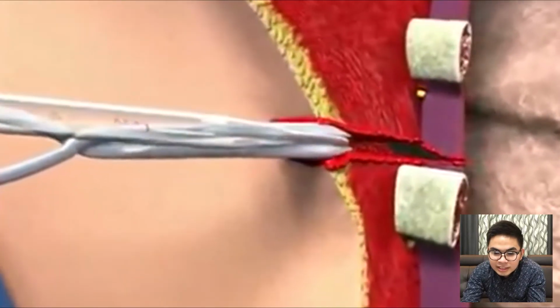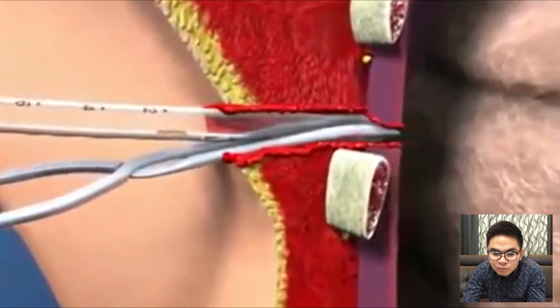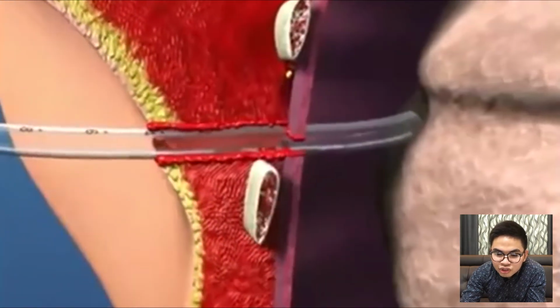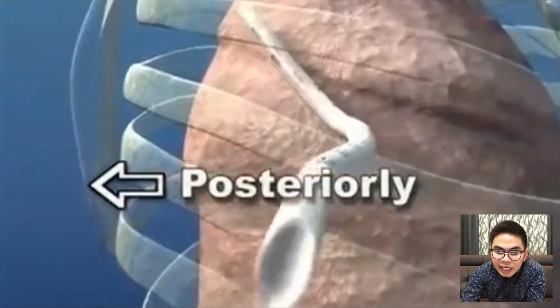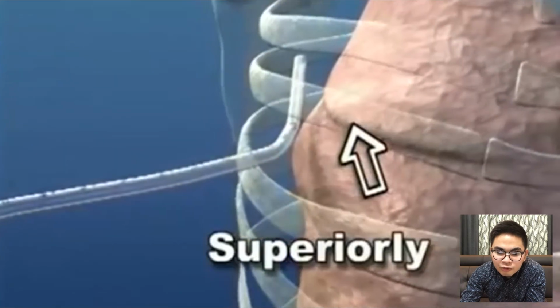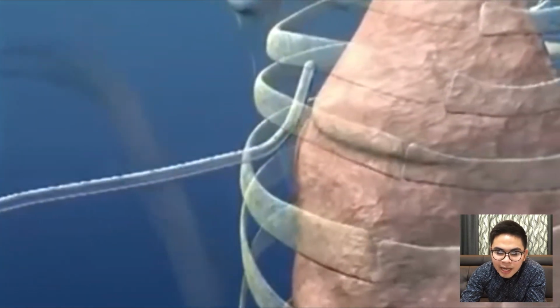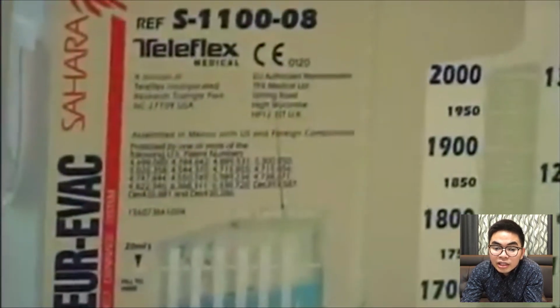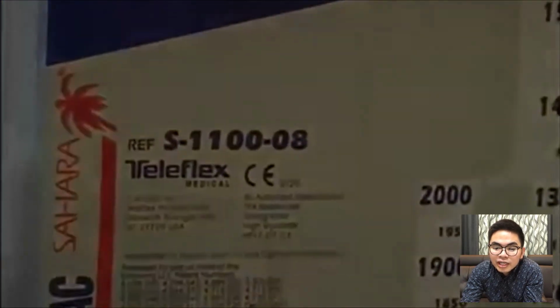The chest tube is then advanced into the pleural space to the desired length. The chest tube should be positioned posteriorly and aimed superiorly into the chest cavity. This will allow for maximum drainage in the supine position. Finally, the chest tube will be connected to an underwater seal apparatus collection chamber.